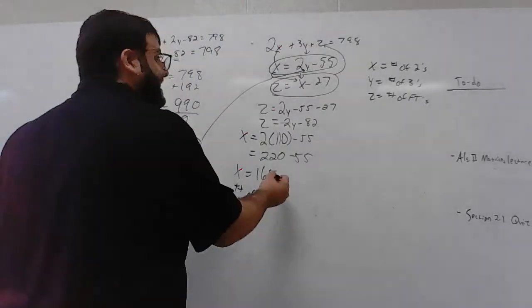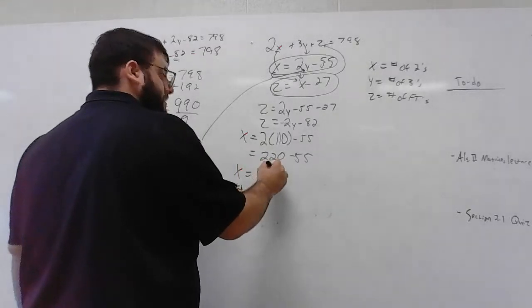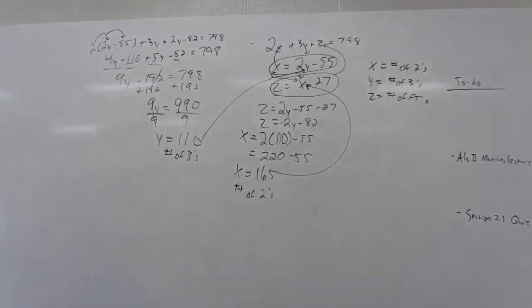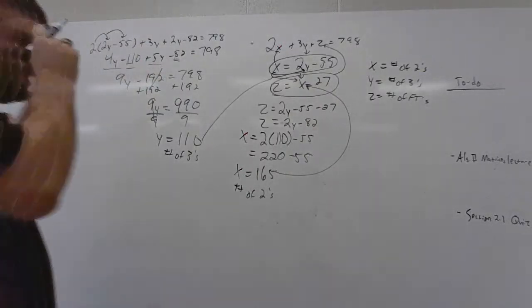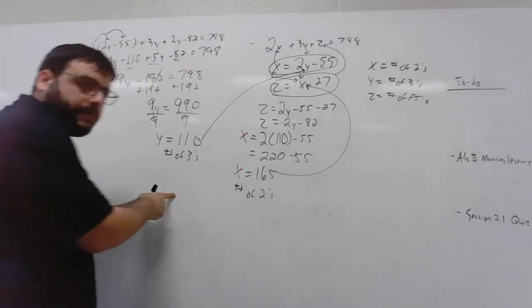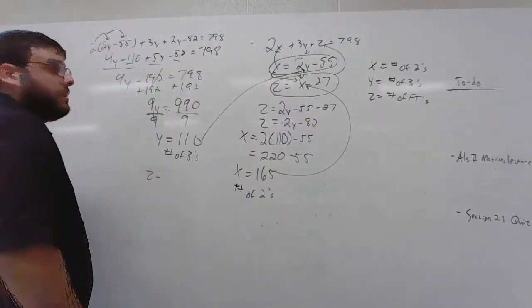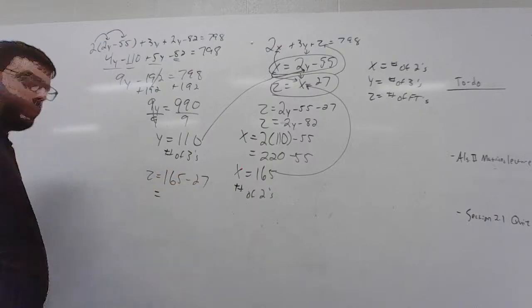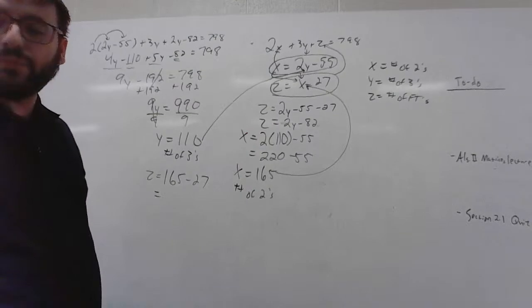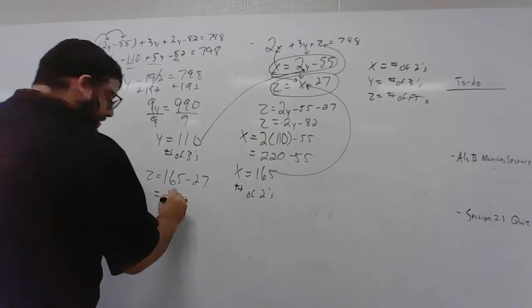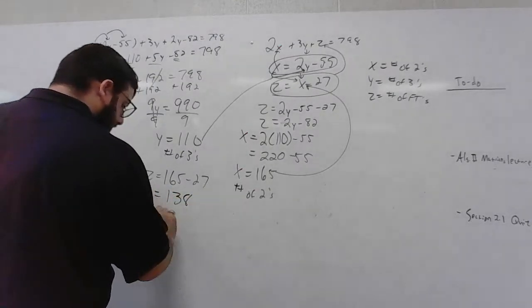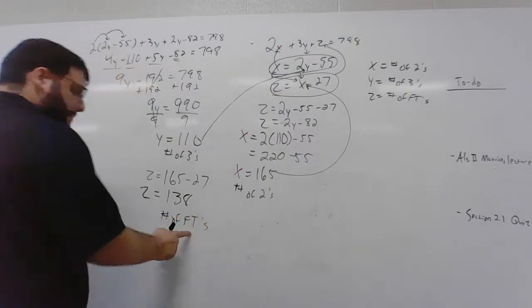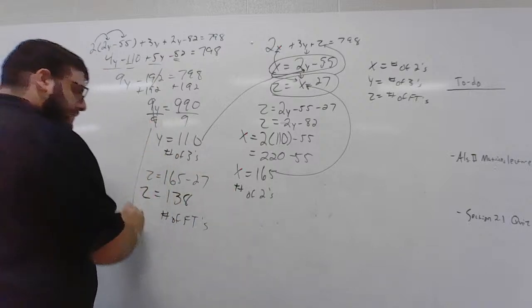So now I'm going to go ahead and take this, put it all the way up here, and figure out what z is. So I'm going to do this over here. So z equals x minus 27. So 165 minus 127. I'm sorry, 165 minus 27, and that gives me 138. That's my number of free throws. Number of free throws, number of 2's, number of 3's.